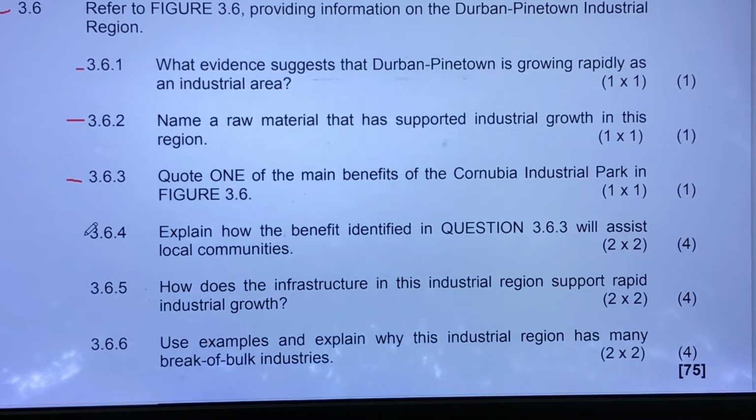Let's move on to 3.6.4. Explain how the benefit identified in question 3.6.3 will assist local communities. So you know that if there are new jobs, the community members are going to be employed, so meaning that there will be a decrease in the unemployment rate, because in South Africa we're experiencing a very, very high unemployment crisis. So the unemployment crisis is going to be decreased. That's number 1. Number 2, you can say it will increase the local economy by creating more income for the members.